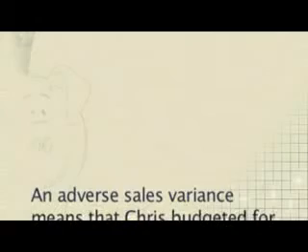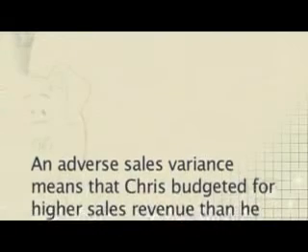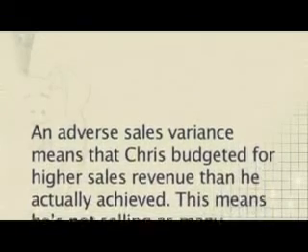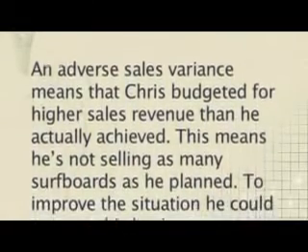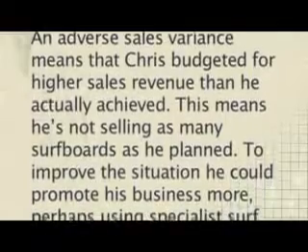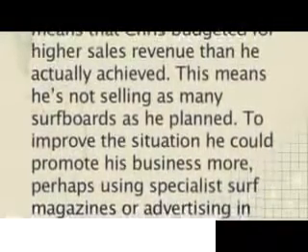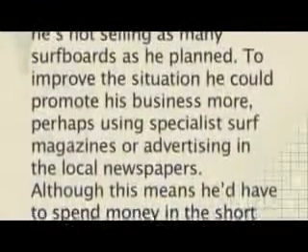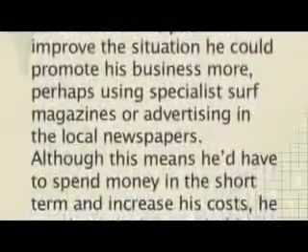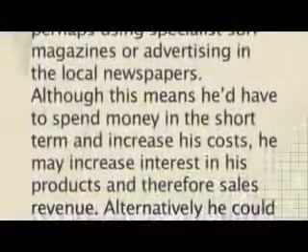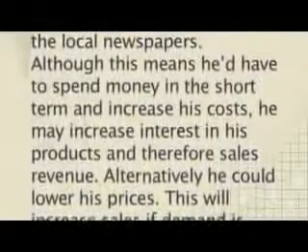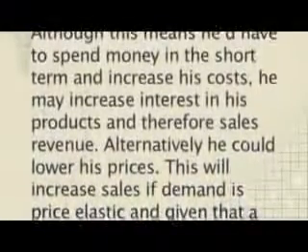Right, you might have written something like this. An adverse sales variance means that Chris budgeted for higher sales revenue than he actually achieved. Now this means he's not selling as many surfboards as he planned. To improve the situation, he could promote his business more, perhaps using specialist surf magazines or advertising in local newspapers. Although this means he'd have to spend money in the short term and increase his costs, he may increase interest in his products enough to increase sales and therefore sales revenue.